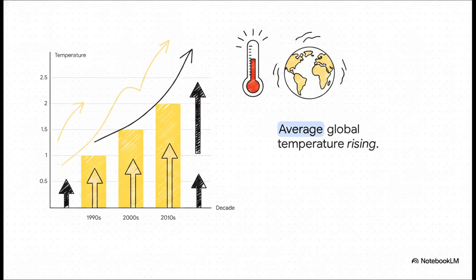Take average global temperatures over the decades. We see a clear, undeniable upward climb. That's an increasing trend, and it brilliantly illustrates how scientists recognize the long-term trend of climate change. They aren't just guessing, they are reading the clear historical upward path of the data.